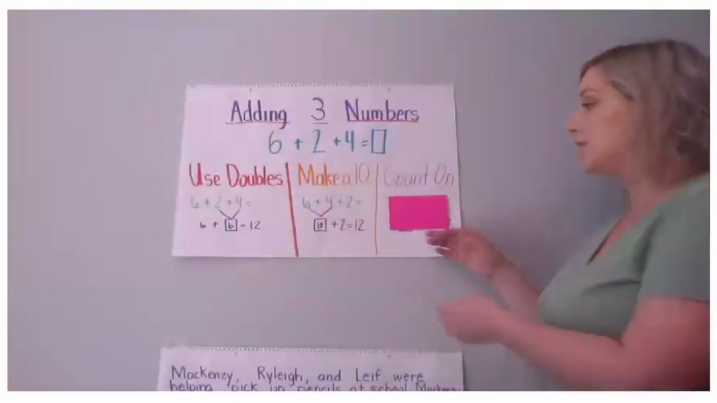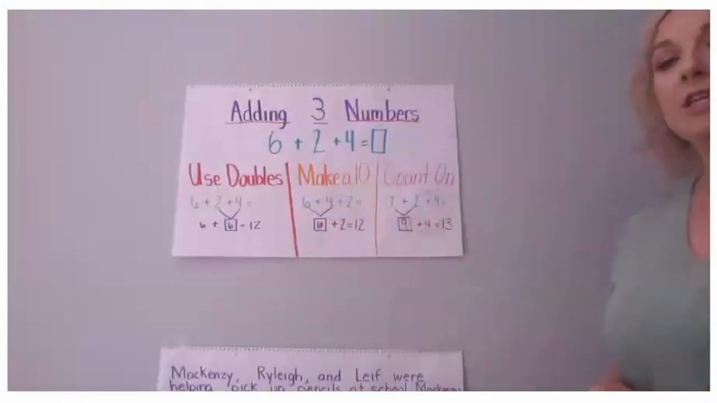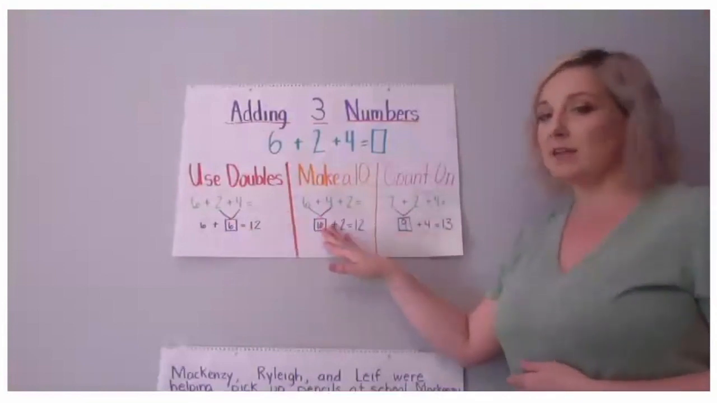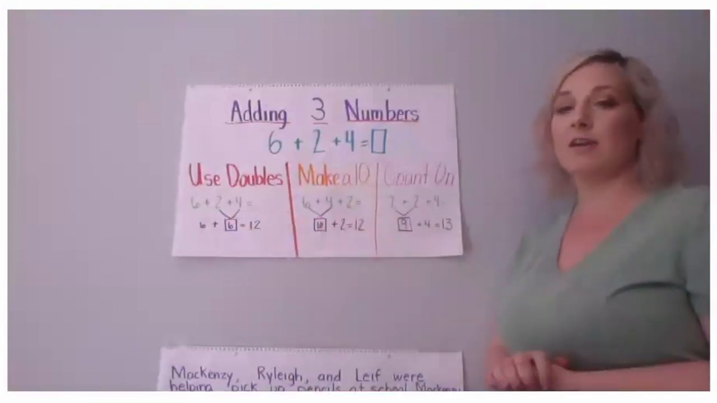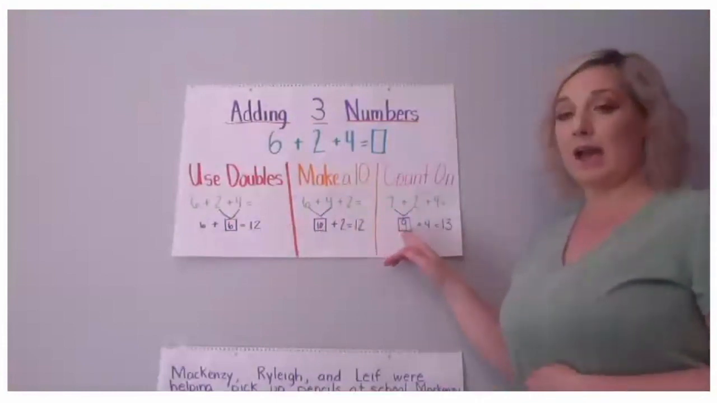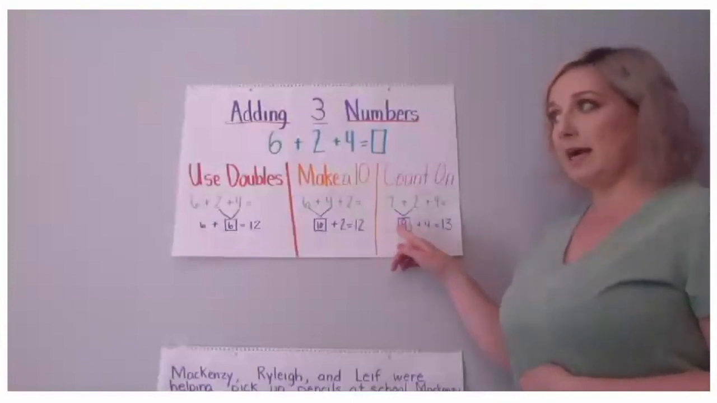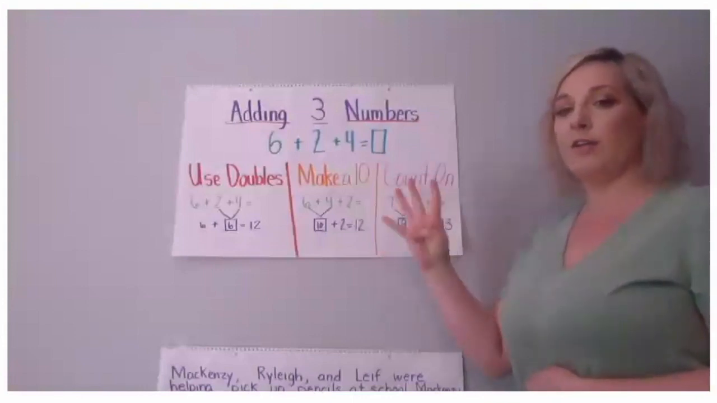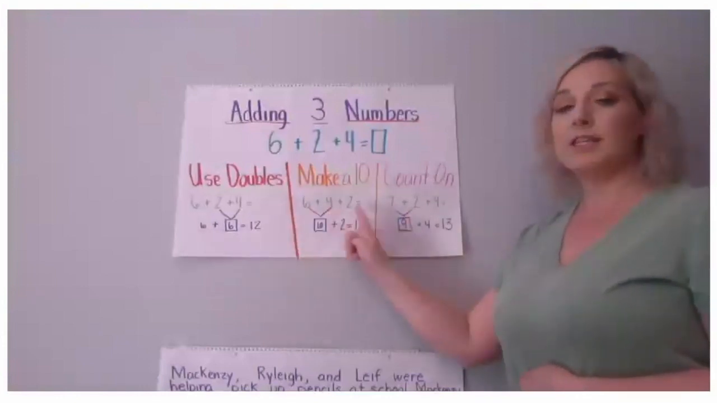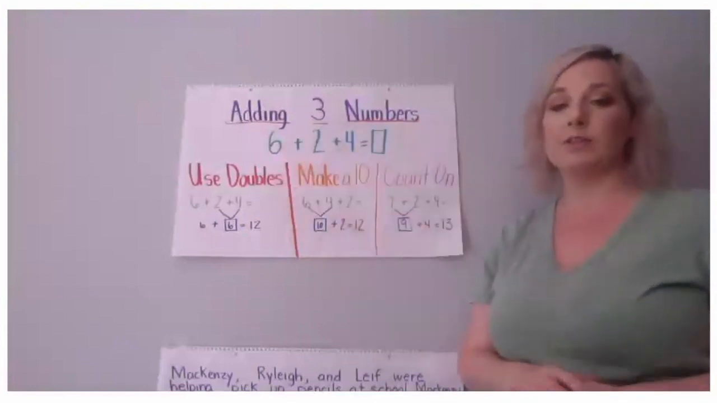The next strategy that I want to talk about is counting on. Sometimes when we have three numbers together, there isn't a doubles fact and there isn't a 10, so we just have to use a strategy of counting on. I chose to put 7 and 2 together because I knew that that made 9. Then I put 9 in my head and counted on 4 more. 9, 10, 11, 12, 13. And I got 13 as my answer. These three strategies will help me be able to solve problems that are adding three numbers.